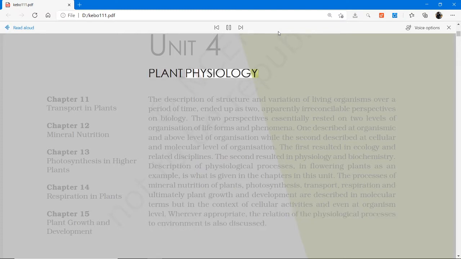Plant Physiology. Chapter 11, Transport in Plants. Chapter 12, Mineral Nutrition. Chapter 13, Photosynthesis in Higher Plants. Chapter 14, Respiration in Plants. Chapter 15, Plant Growth and Development.